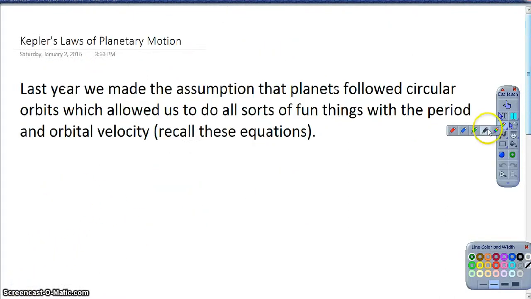so hopefully just a review over stuff that you guys are already pretty comfortable with. Okay, so last year in Physics 1, we worked with the assumption that planets followed a circular orbit, which allowed us to simplify situations, right? We were able to find the period and the orbital velocity. So I did throw in, let's go back and make sure we know these equations, know where these equations come from. So the key idea with orbit, right?